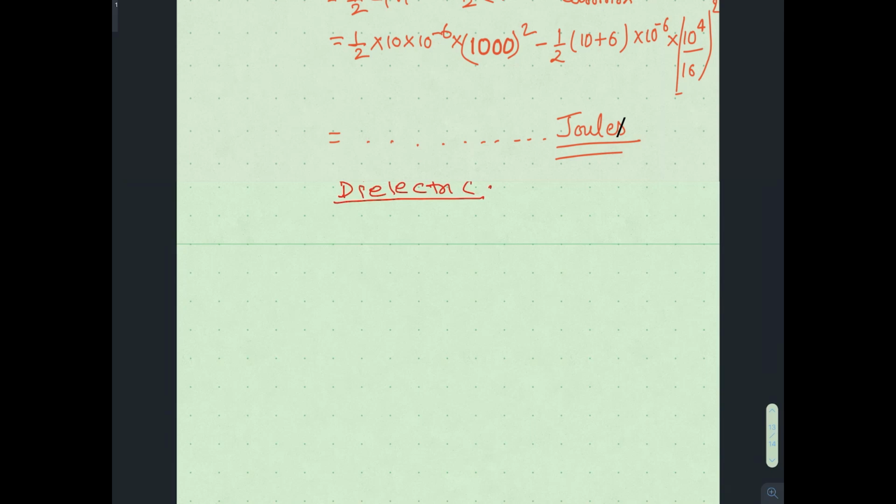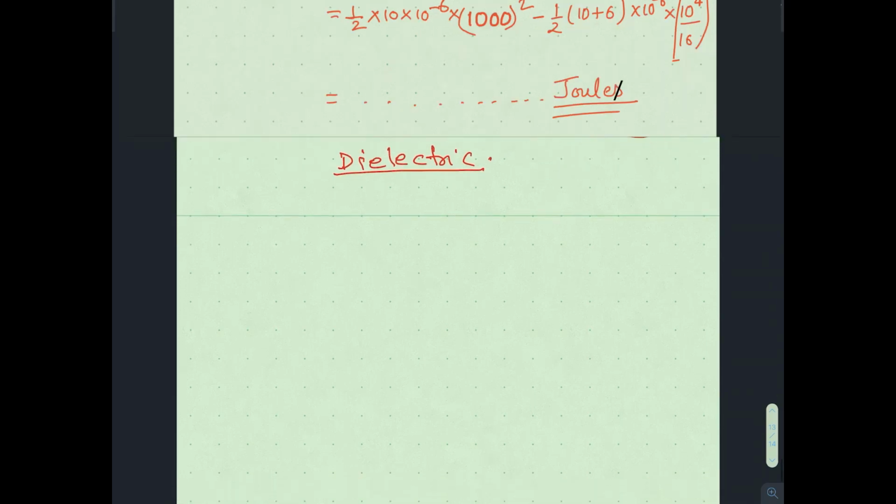Conductors are those which allow the flow of electricity totally, that is 100% flow of electricity. If we keep a conductor in an external electric field, then inside the conductor the electric field is 0. Now we would like to explain that. Suppose here is a conductor.